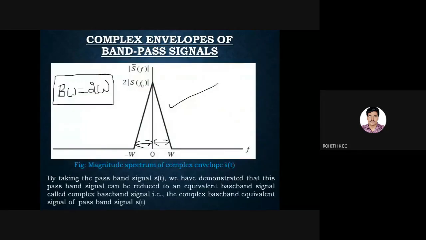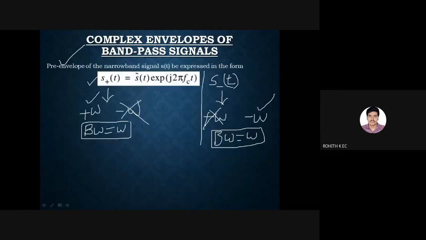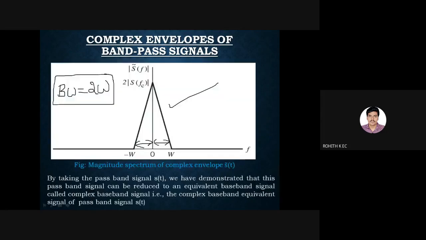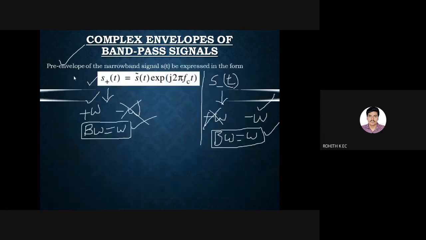Similarly, I can use the negative pre-envelope, that is s minus of t. When I use the negative pre-envelope, what will happen? I will be nullifying the positive frequencies and I'll be allowing the negative frequencies, but even in this case the bandwidth requirement will just be w, right? So by passing this signal, this spectrum, which is the complex envelope, through pre-envelope, positive pre-envelope or negative pre-envelope, we will ensure that the bandwidth requirement is reduced to just w from 2w, which was the case earlier. Okay, so that is why we are using pre-envelope here, and that is implemented by multiplying s tilde of t, that is the complex envelope, with e power j 2 pi fc t, right?